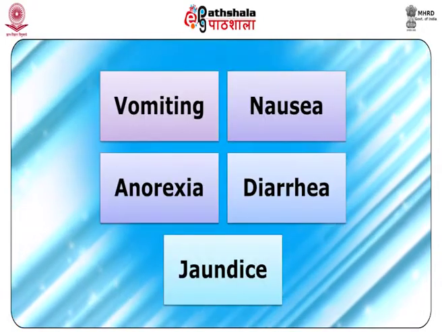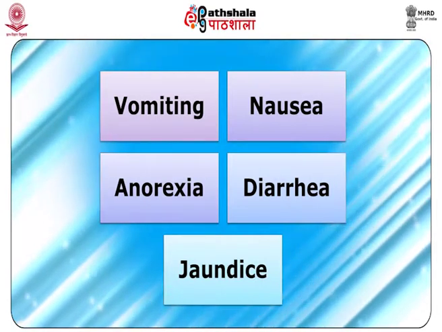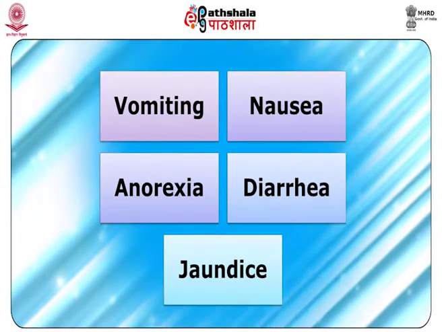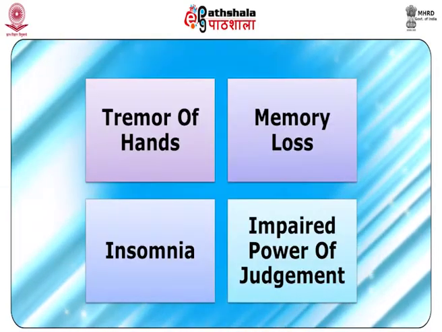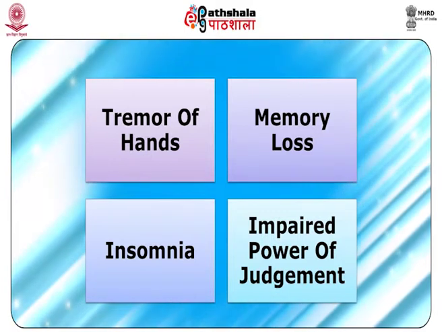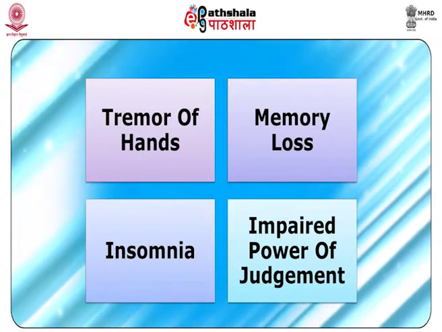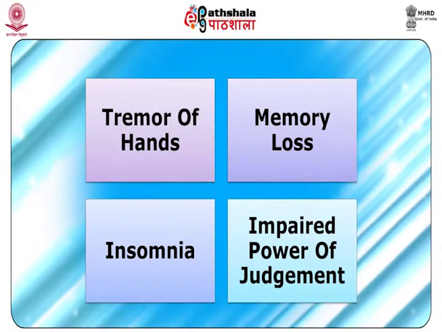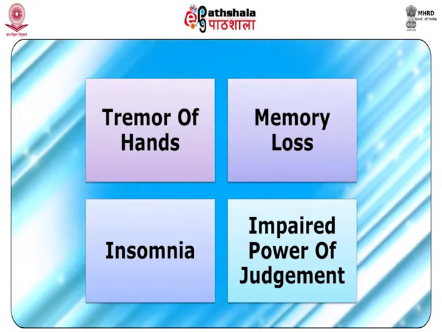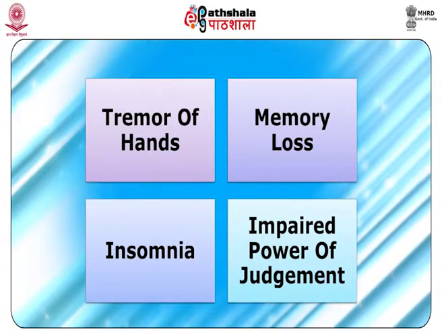The patient suffers from vomiting, nausea, anorexia, diarrhea, jaundice, tremors of hands and tongue, memory loss, insomnia, and impaired power of judgment. The symptoms of peripheral neuritis and dementia occur in the last stage. Such patients generally die suddenly from coma.